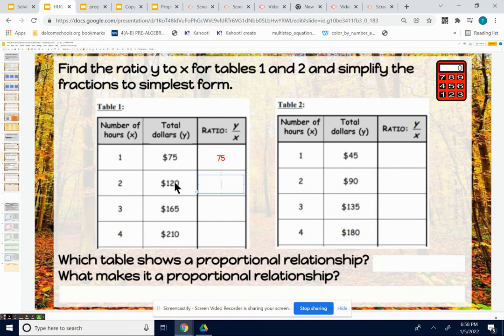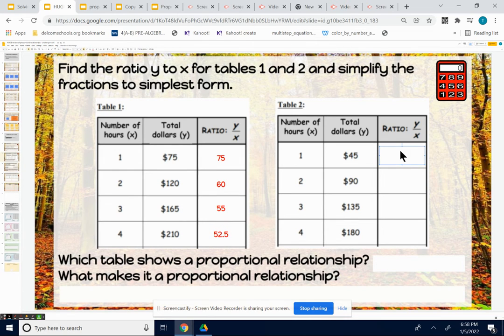And right here, $120 divided by 2 would be $60 per hour. 165 divided by 3, I'm using a handheld calculator, is $55 per hour. And 210 divided by 4 would be $52.50 per hour. So you want to think about, is that proportional?